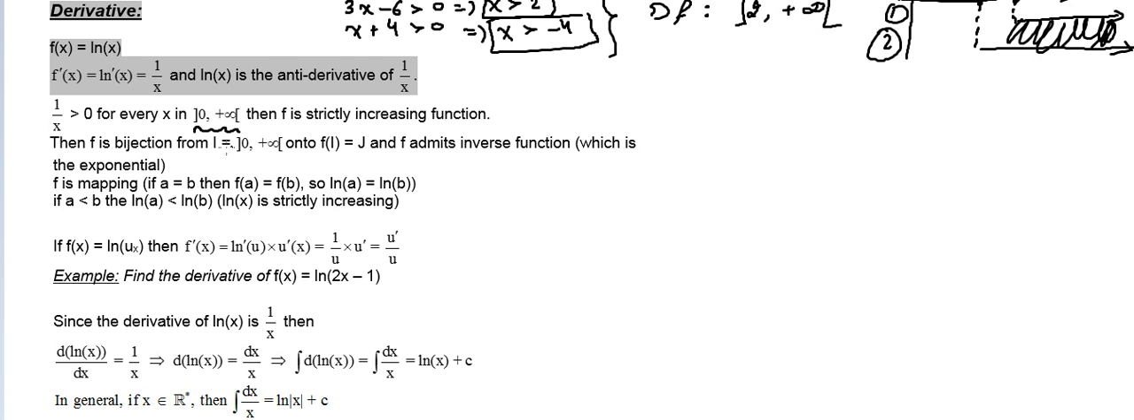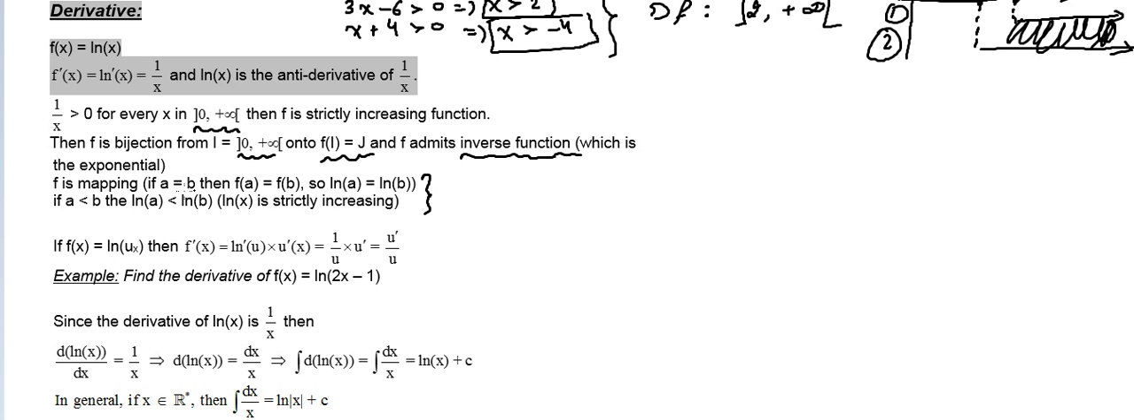Then f is a bijection from 0 to plus infinity onto another interval, and it admits an inverse because it is a strictly increasing function. We are going to see in the next chapter, when we start the exponential, that the exponential function is the inverse of ln. Let's not take time on mapping and bijection and so on. It is a mapping, right?